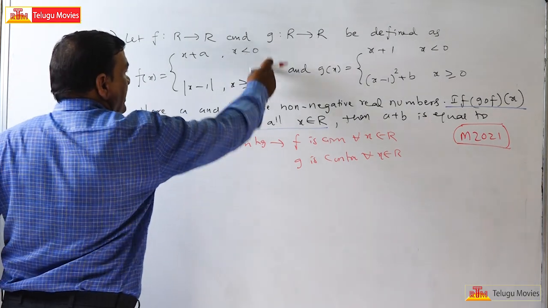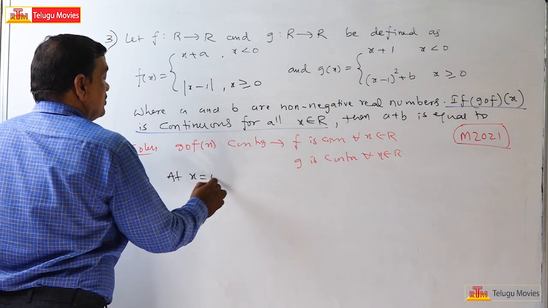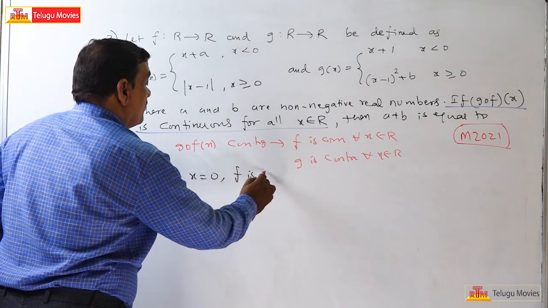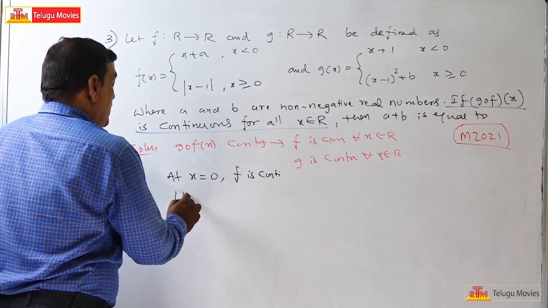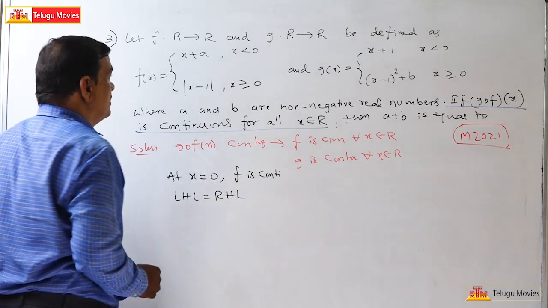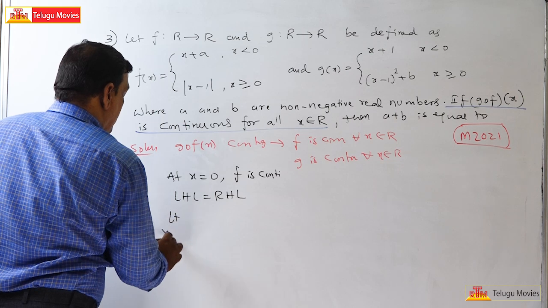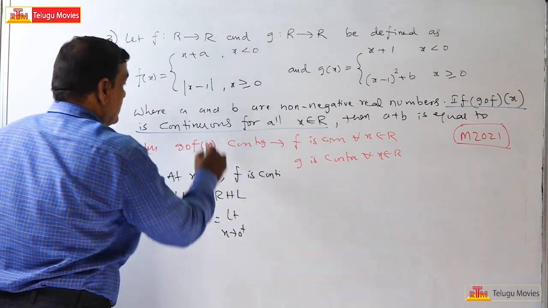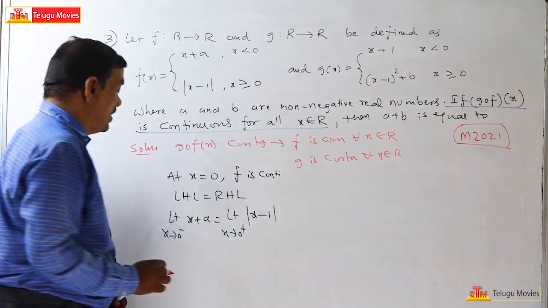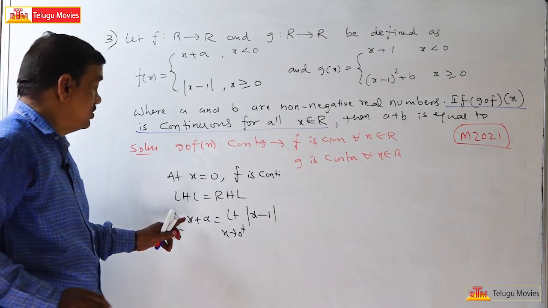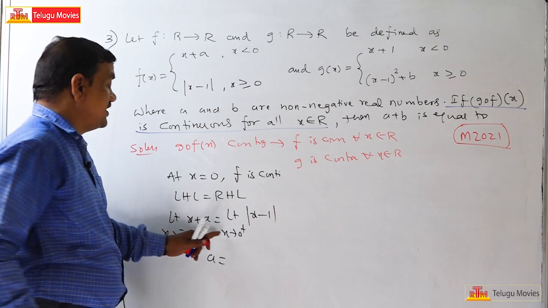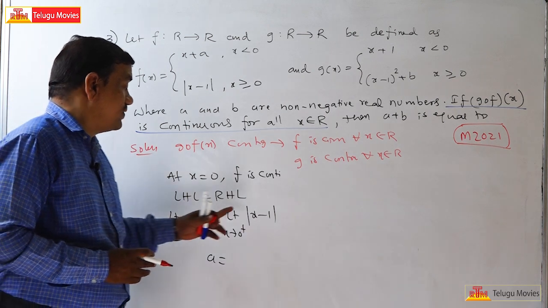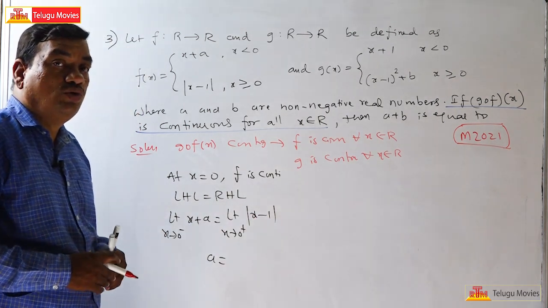Now let us see at x is equal to 0. At x is equal to 0, f is continuous. Therefore, LHL is equal to RHL. That means limit x tends to 0 minus of x plus a is equal to limit x tends to 0 plus of modulus of x minus 1. So x value substitute 0. So this is equal to 0 plus a. As x tends to 0 plus, here also you will get modulus of 0 minus 1, that is equal to 1.